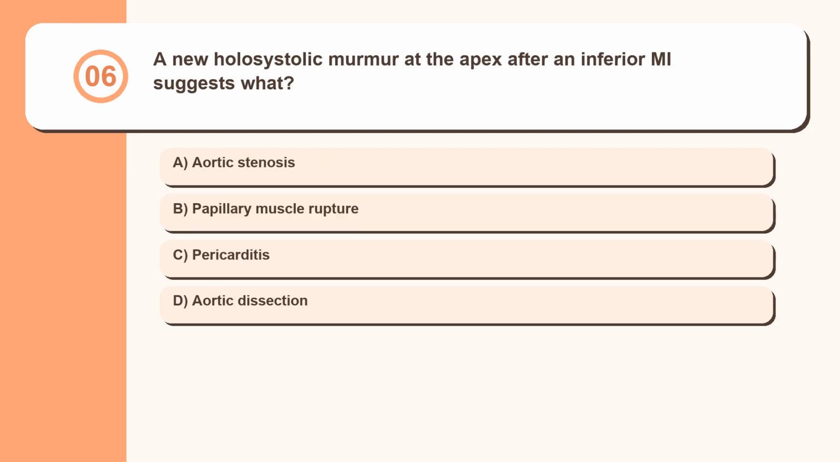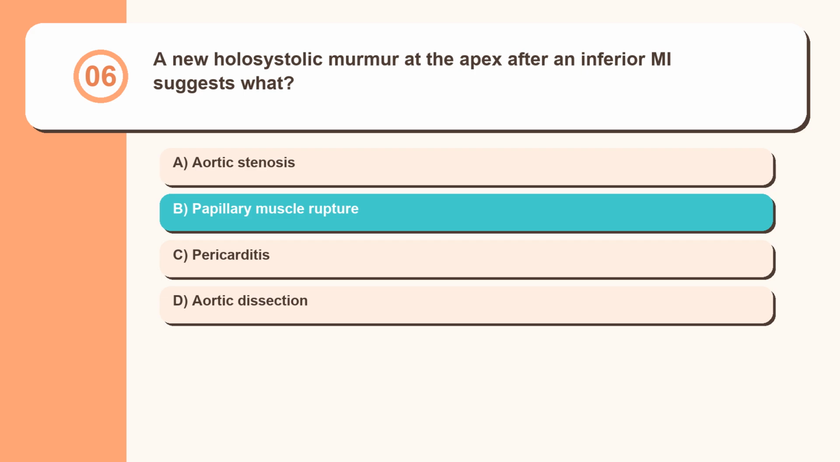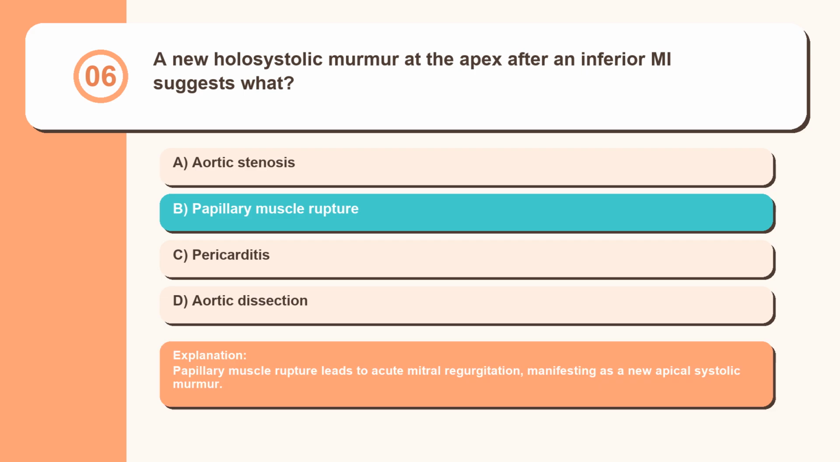Question 6. A new holosystolic murmur at the apex after an inferior MI suggests what? Aortic stenosis, papillary muscle rupture, pericarditis, aortic dissection. Papillary muscle rupture leads to acute mitral regurgitation, manifesting as a new apical systolic murmur.